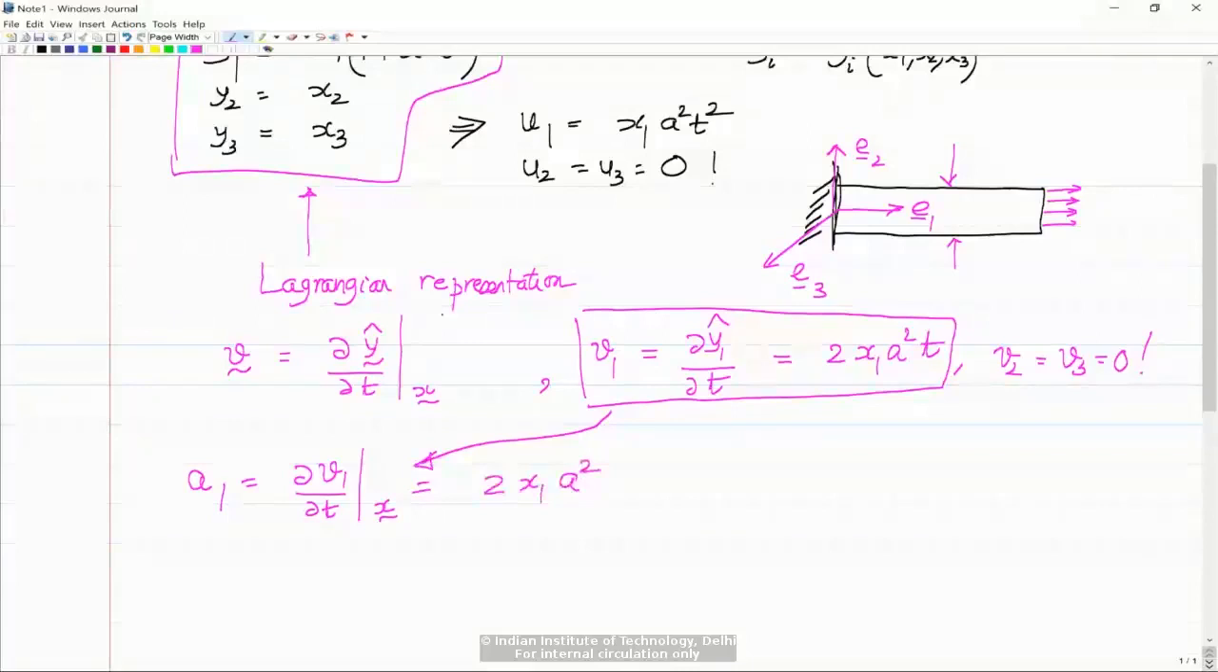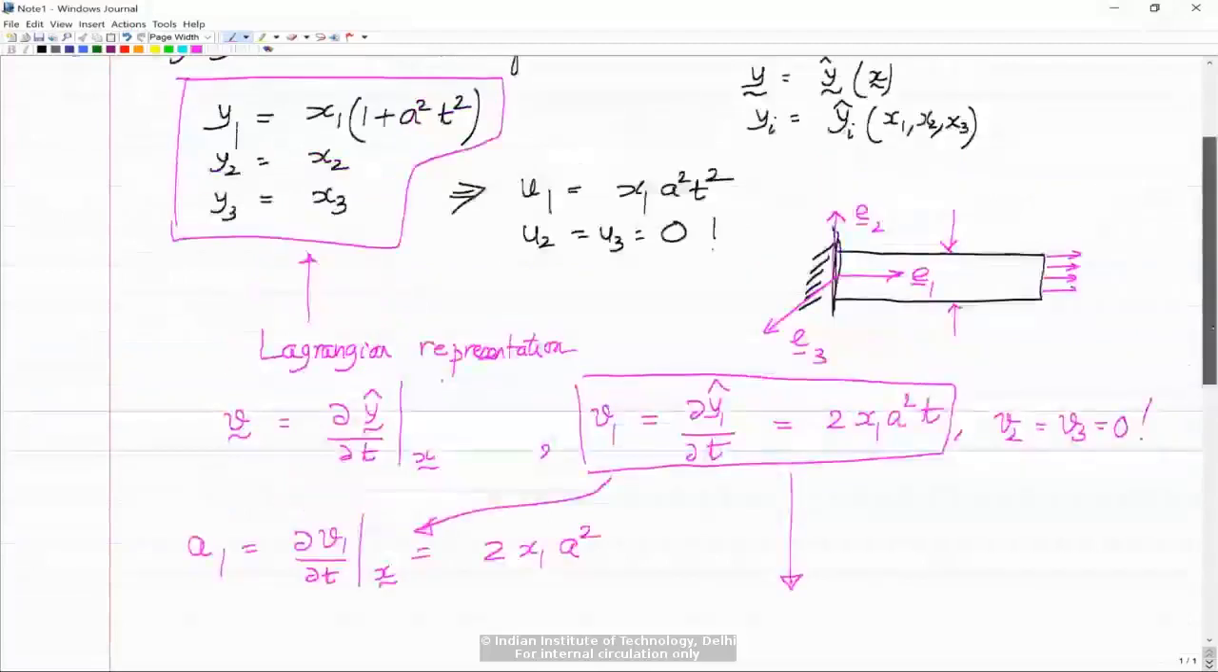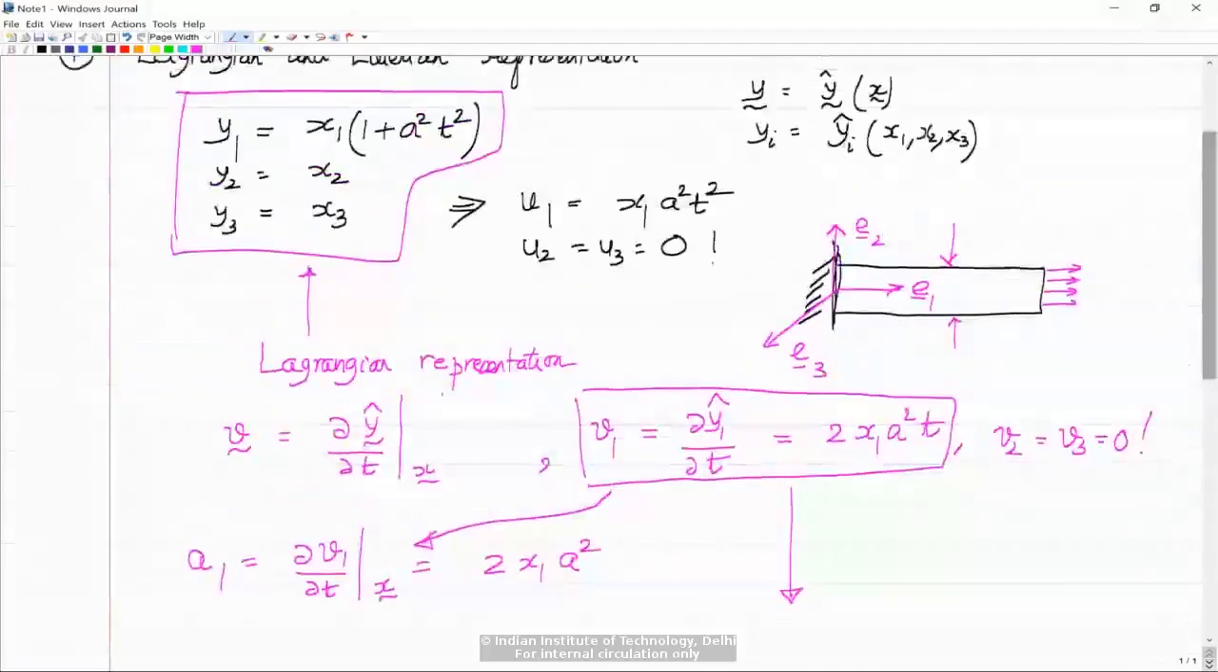But let us think of bringing in the Eulerian representation. So v1, as you see right now, is in terms of x1. Can we write it in terms of Eulerian coordinates? So we have to write it in terms of the current position. So for x1, we have to replace this with y1. So we can come back to this map and substitute it over here.